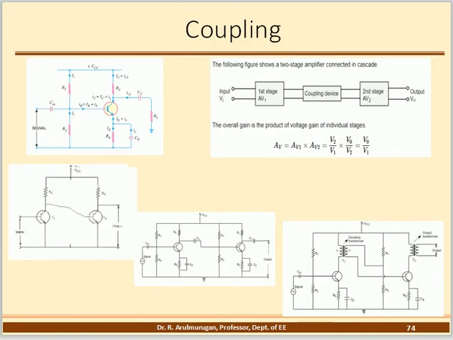If I look at the circuit diagrams, these are the three circuits. In the first, the output is fed to the input of the second stage directly, so it is directly coupled. Here, the output is fed to the input of the second stage through a capacitance. And here, the output is fed to the second stage input terminal through the transformer. These are the three types of coupling.